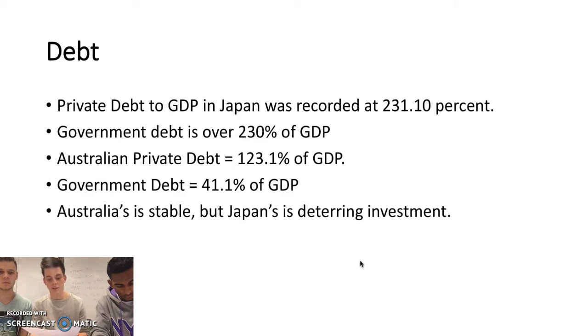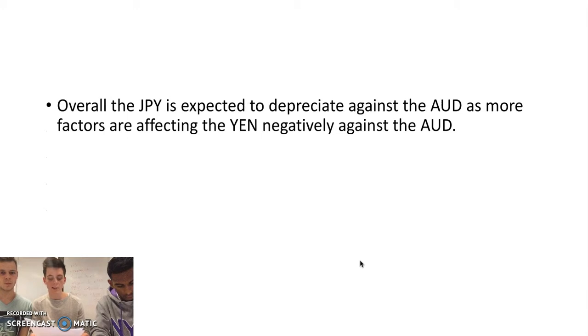The debt level in Australia is considered to be quite stable, whereas in Japan it is so high that foreign investors might be deterred, and this will result in a depreciation in the exchange rate of the Japanese yen. Through analysing the commodity prices, credit rating and debts of both Australia and Japan, we can predict that the Japanese yen will depreciate against the Australian dollar in the coming months.